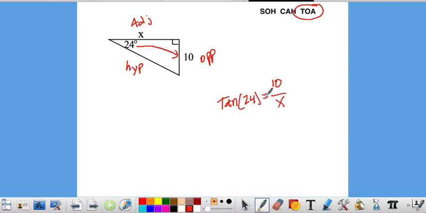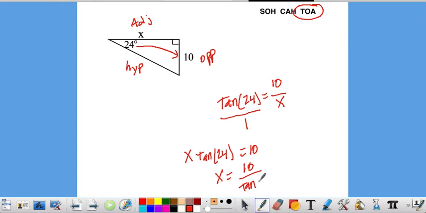And now, like our first example, or I guess our second example, how I like to solve these is write this as a proportion. Tangent 24 over 1 just gives me that fraction, so I can cross multiply. X times tangent 24 is equal to 10. Now to get x by itself, tangent 24 is just a number. You could plug it into the calculator, so you divide it from both sides. 10 divided by tangent 24. There's no such thing as dividing by tangent. That's not what you're doing here, dividing by tangent 24. So 10 divided by tangent 24 is equal to 22.46.